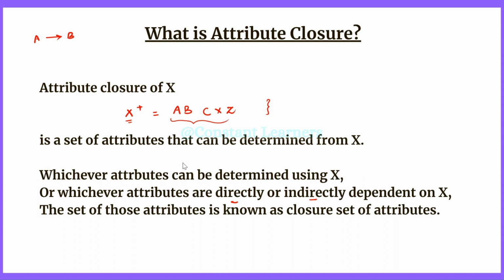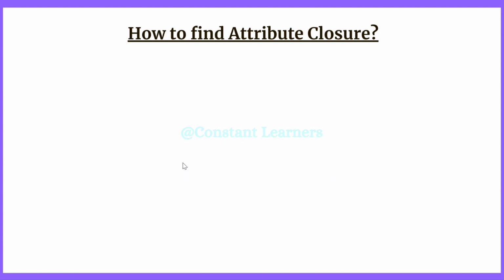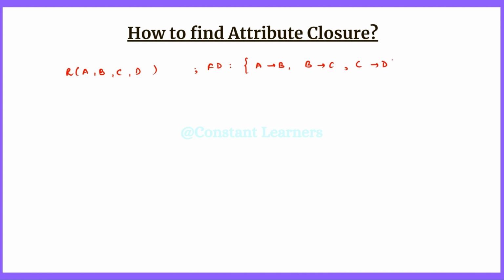Now, how do we find this? That we are going to see in a bit. Now, another important point is how to find attribute closure. Let's take an example. Let's say we have a relation with attributes A, B, C, and D. And the functional dependencies given are, we have A determines B, then we have B determines C, and C determines D, right? So these three functional dependencies are given for this table.